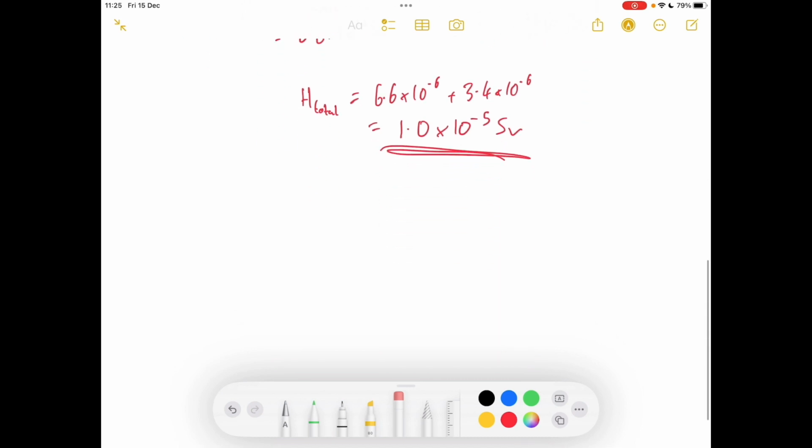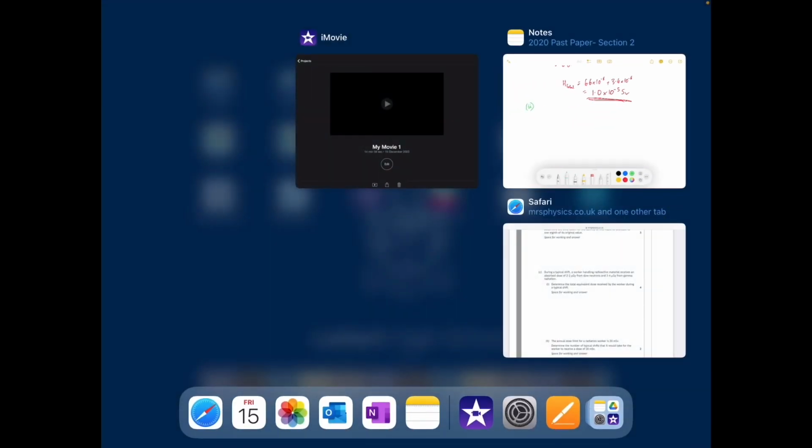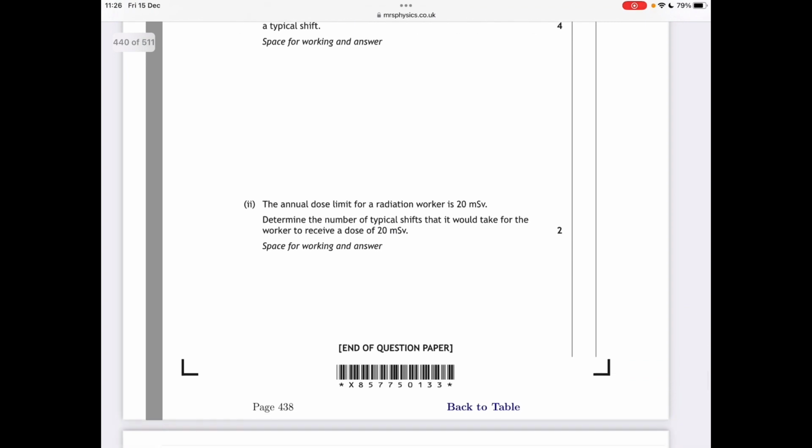Final one. I believe it's the final one. Yep. So part C, II. Well, it's asking for, well, it tells you the annual dose limit for a radiation worker is 20 millisieverts. The M means milli. Determine the number of typical shifts it would take for the worker to receive a dose of 20 millisieverts.